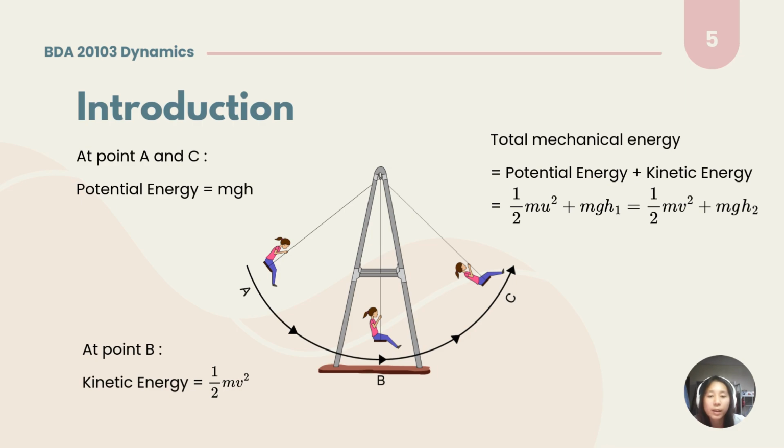At point B, the swing has maximum kinetic energy and minimum potential energy, which brings the formula that kinetic energy is equal to 1/2 mv squared, where m is the mass of the object and v is the final velocity of the object. The total mechanical energy is the sum of potential energy plus kinetic energy. As there is no air resistance or friction, we get the formula 1/2 mu squared plus mgh equals 1/2 mv squared plus mgh, where u is the initial velocity and v is the final velocity of the object.